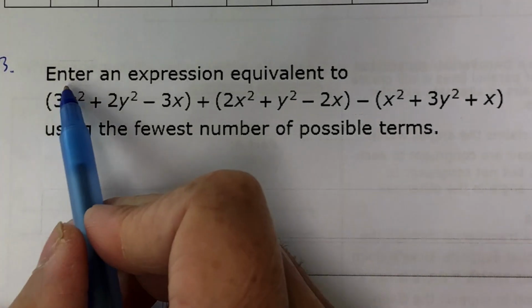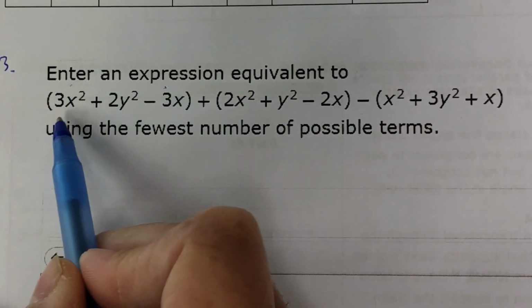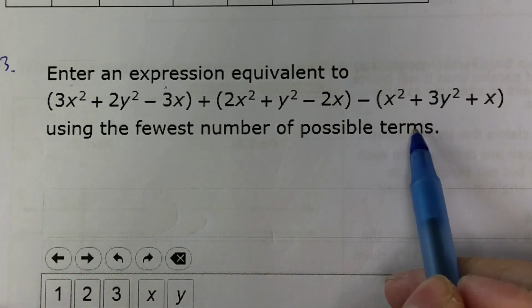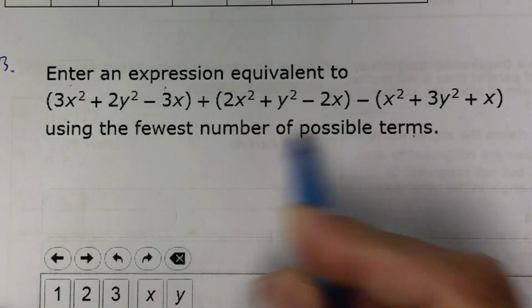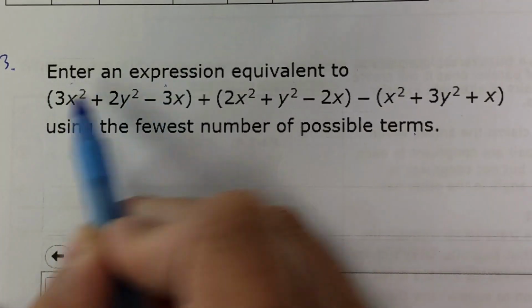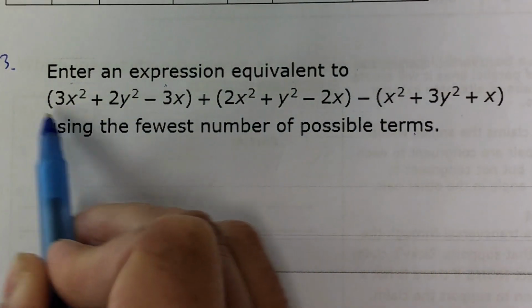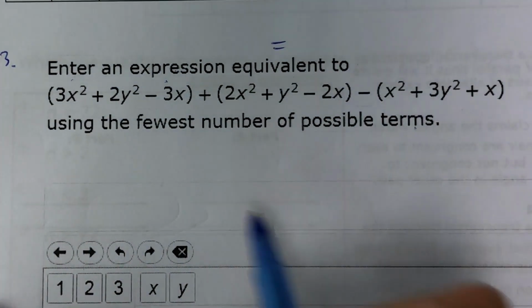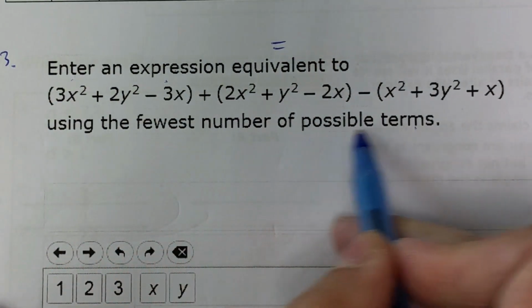All right, question number 3 says, enter an expression equivalent to all of this using the fewest number of possible terms. Okay. Enter an expression. This has no equal sign. That's why it's called an expression. Equivalent means equals to. And then it says using the fewest number of possible terms.